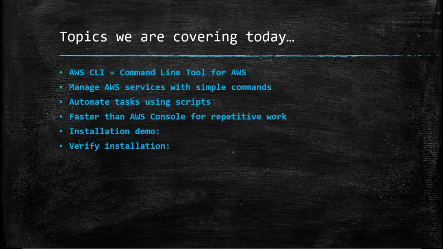For example, imagine you need to create 10 S3 buckets. Doing that in the console means repeating the same steps 10 times. With AWS CLI, you can write a short script. This is why DevOps engineers and cloud admins love it. It reduces manual effort and ensures consistency.